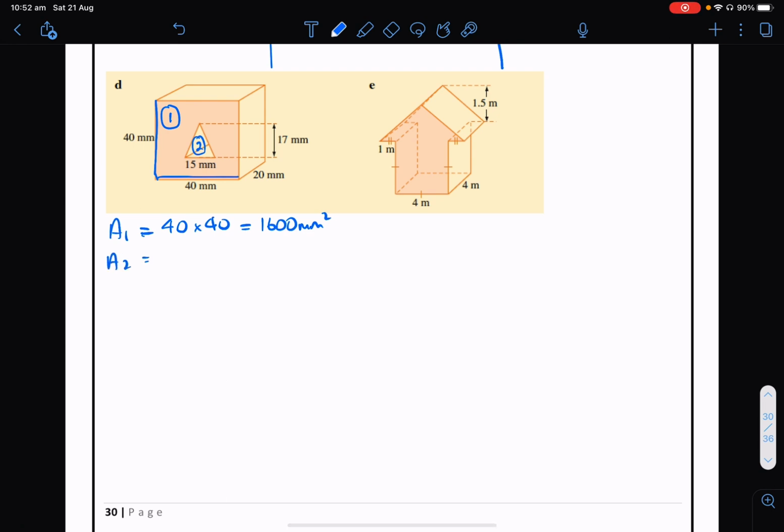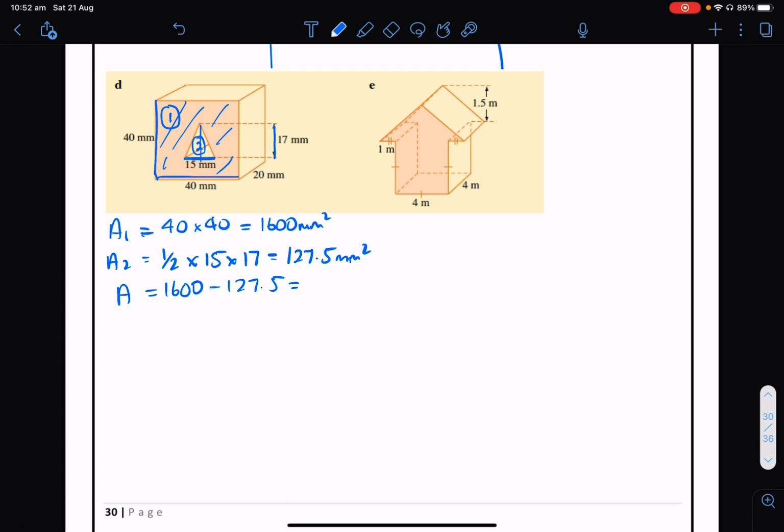Area 2 is our triangle, half times base times height. So let's times our base, 15, times our height, perpendicular height, they've given it to us over here, times 17. So a half times 15 times 17, okay, it gives us 127.5 millimeters squared. Okay, so to find out this area of this section here, we're going to do a subtraction. So 1600 take away 127.5.